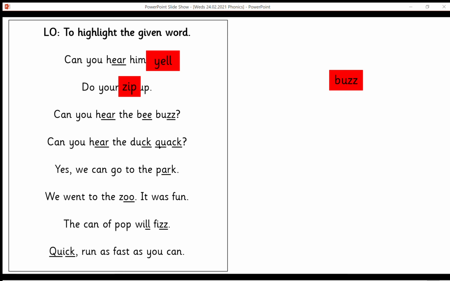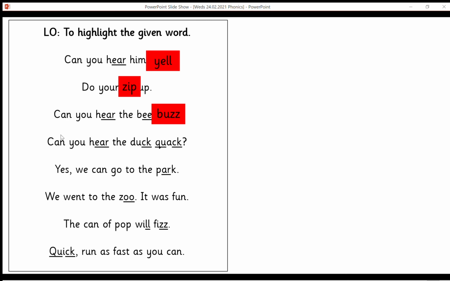And here's a clue. And let's see if you were right. Super job. It was the last word. Well done. Okay, Rex Robot blending arms. Are we ready? Off we go.